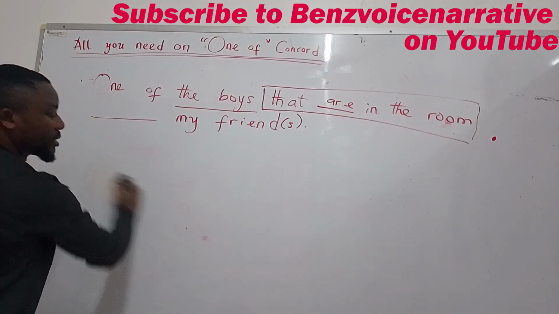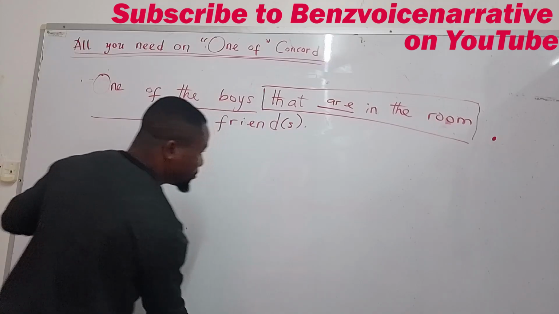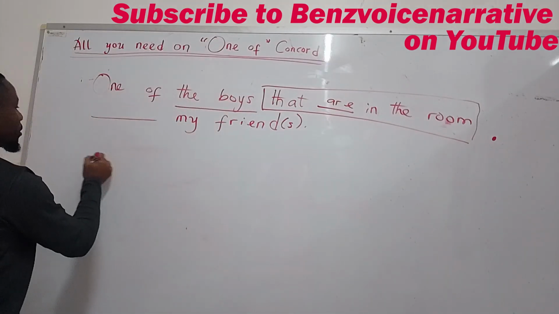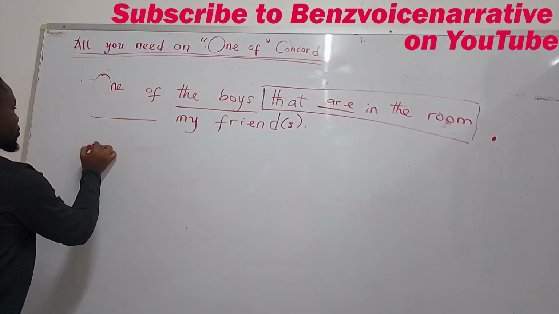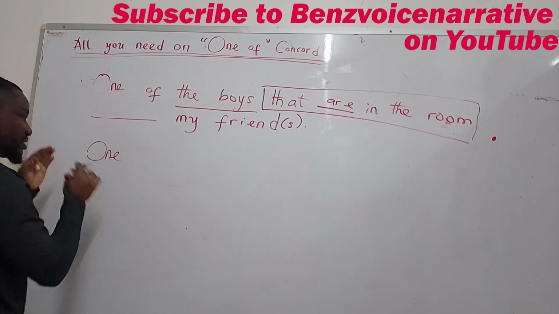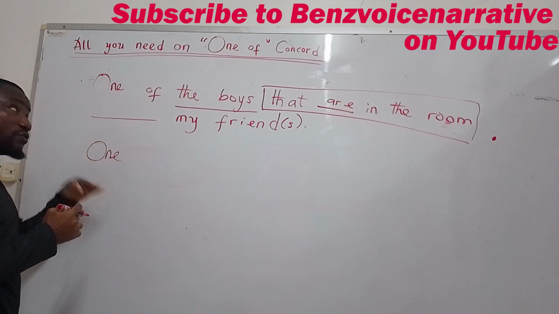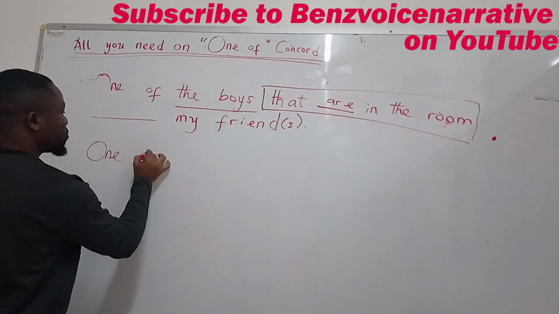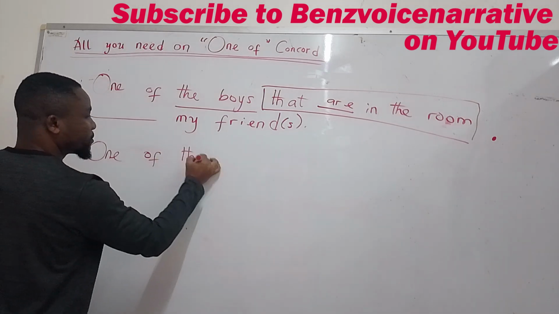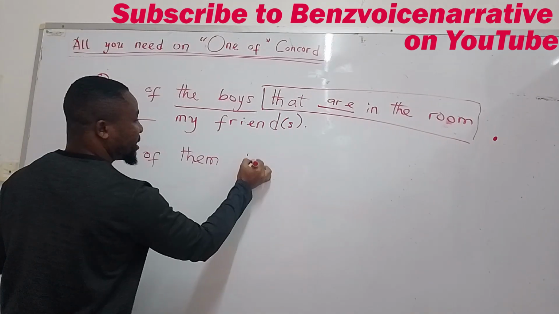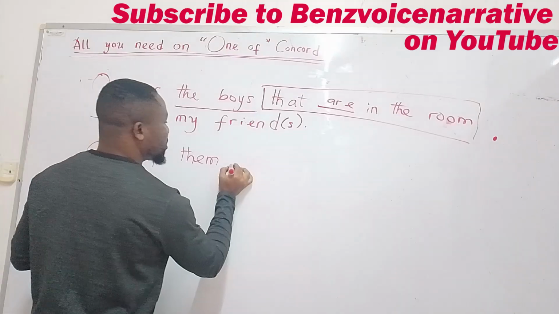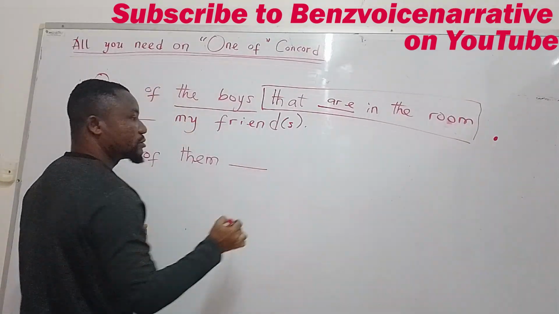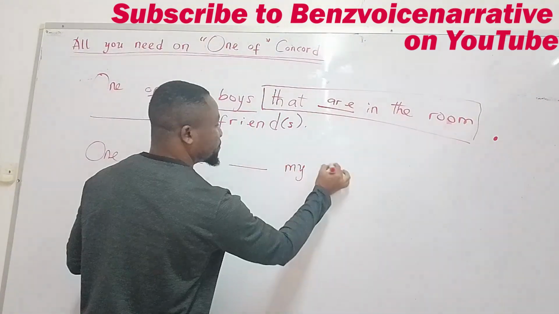And we go to another example. Look at this. I'm using 1 because it's easier to understand as well. Of course, I'll change the number pretty soon. One of them dash my friend.